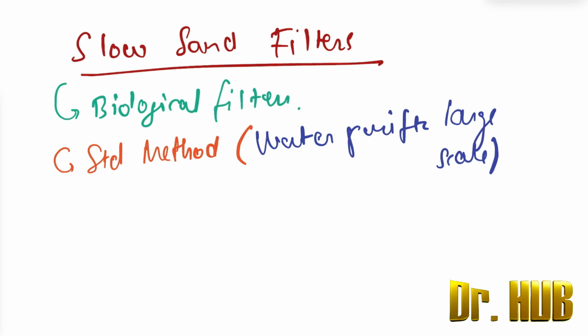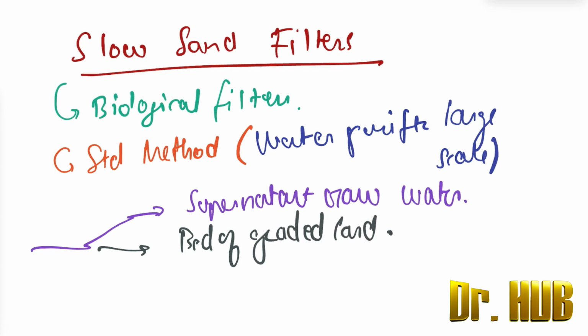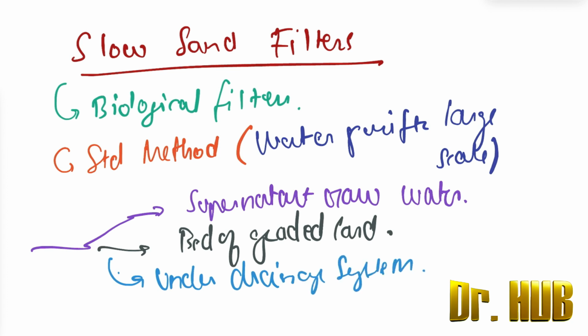Essentially, the components of a slow sand filter are: a supernatant raw water layer, next a bed of graded sand, then the under drainage system, and a system of filter control valves.